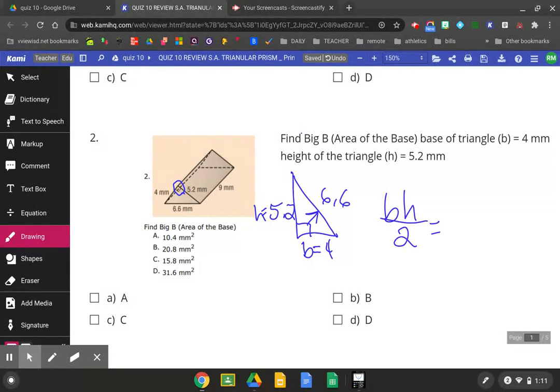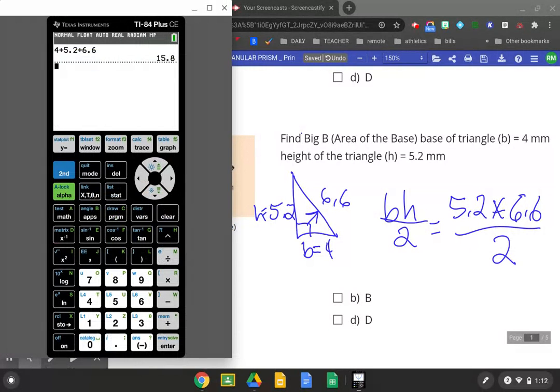You got to be really careful with these numbers. We got to make sure we're using the right ones. So this right here is 5.2 times 6.6, divided by 2. Actually, on this one it's 5.2, not the 6.6. That's supposed to be a 4. So 5.2 times 4, divide that by 2, comes out to 10.4.